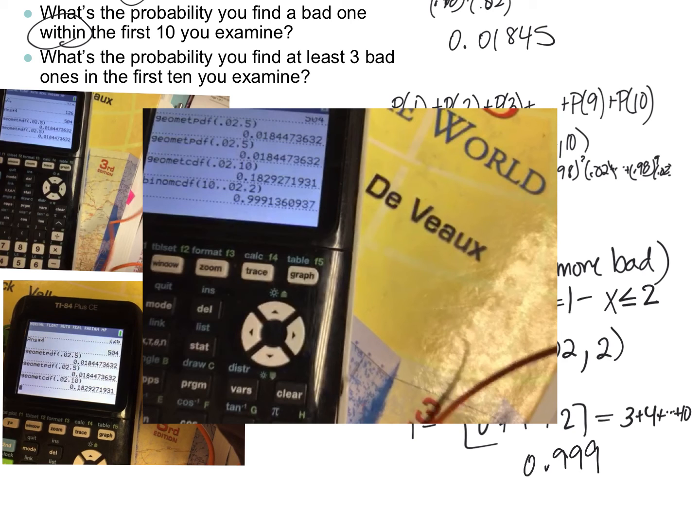So there's a 99% chance that you're going to get at least 3. Oh wait, I got to subtract 1, right? All I did was the binomCDF part, so I have to do 1 minus that. This 0.999 is the probability of 0 plus 1 plus 2 out of 10. So I want 3, I got to do 1 minus that.